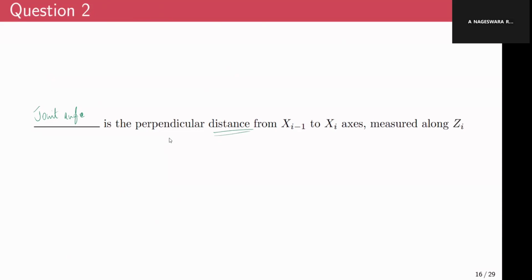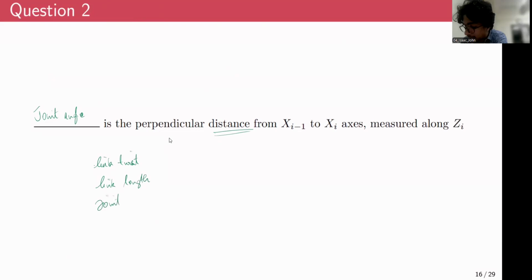Joint twist. There is no such thing as a joint twist. I think we have a link twist. Link length. We have link length, joint angle, and joint distance.